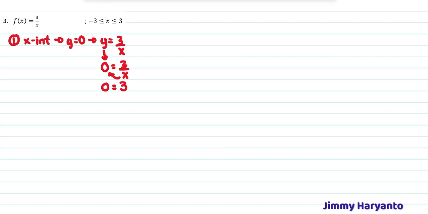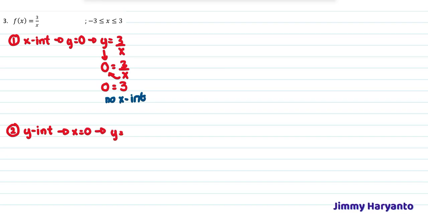So 0 equals 3, that means the x is already gone, we cannot find the value of x. That means there is no x-intercept. And then for the second one, we have the y-intercept. Y-intercept means x equals 0, and that also means y equals 3 over x, replace the x by 0. In mathematics, anything divided by 0 will be undefined, so this one also has no y-intercept.